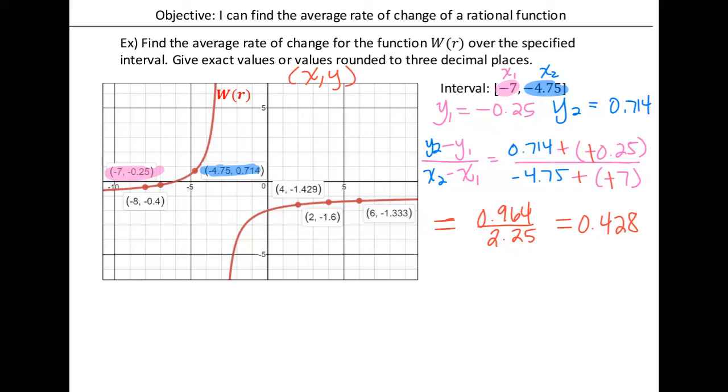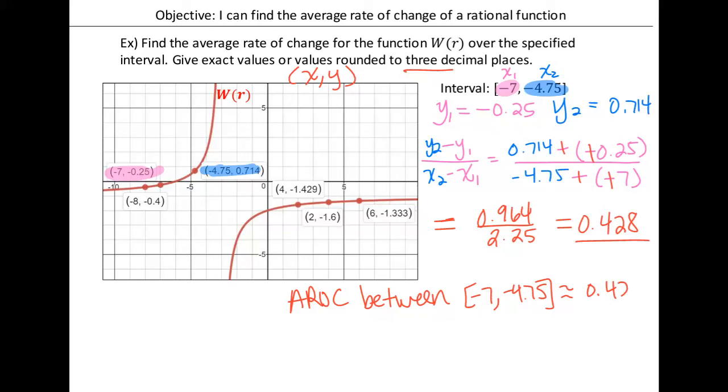There's stuff after it? 0.428. Okay. So it's a 4 after? All right. So to 3 decimal places, that would be your final answer. Okay. So for your answer, we say the average rate of change between the interval -7, -4.75 is approximately 0.428.